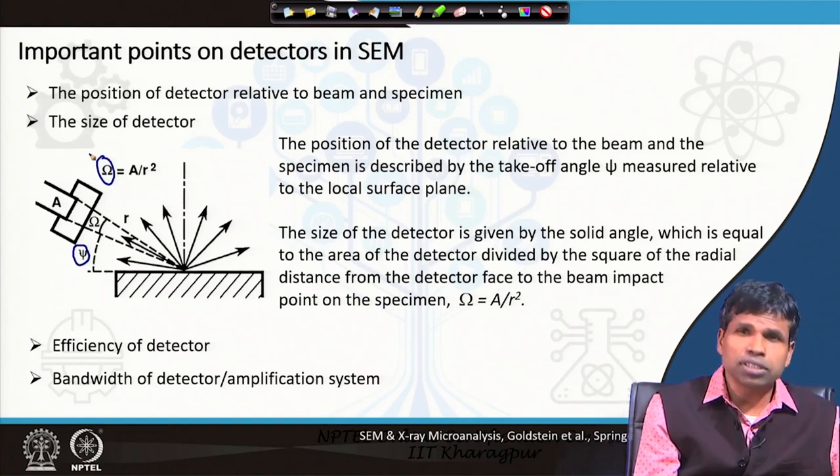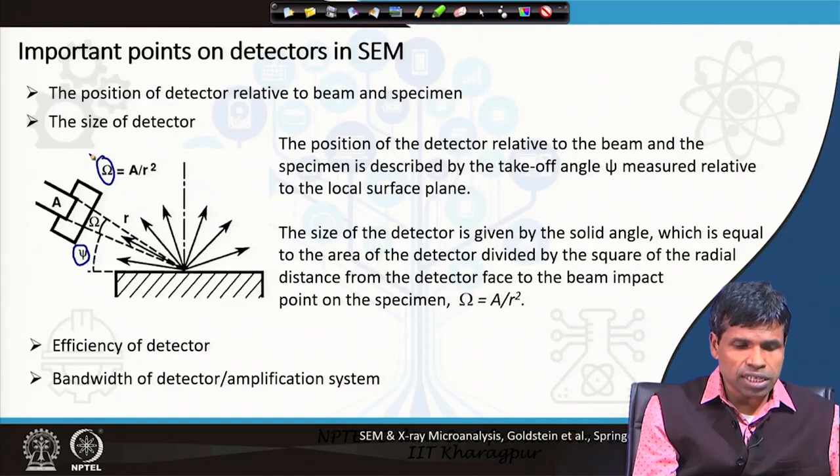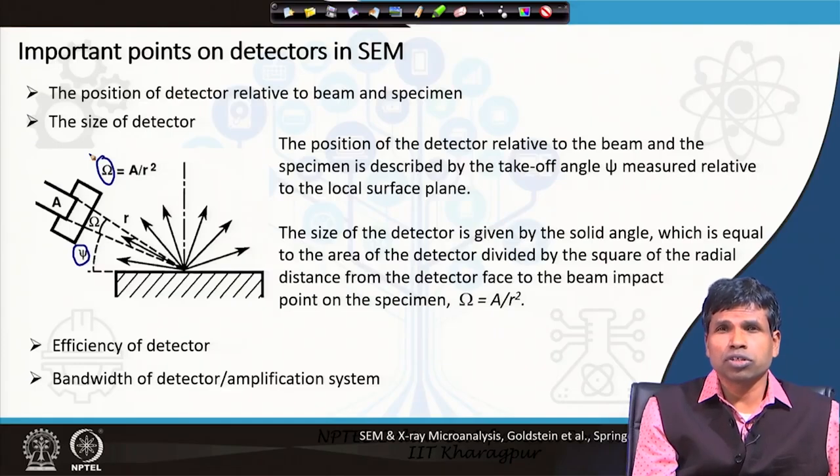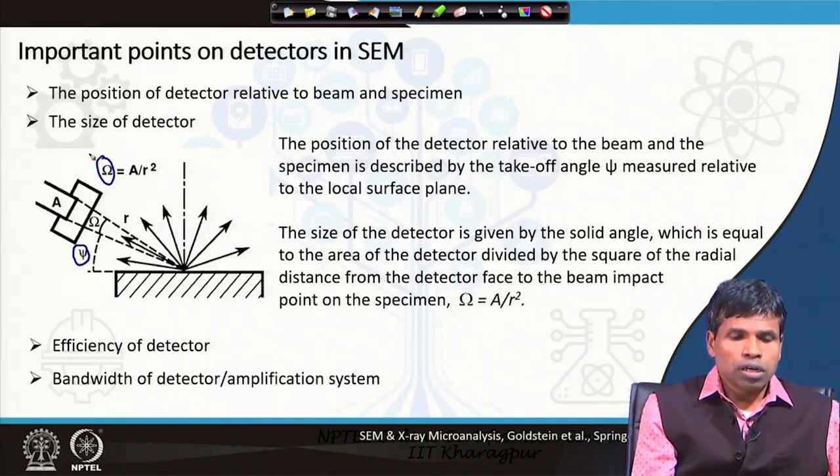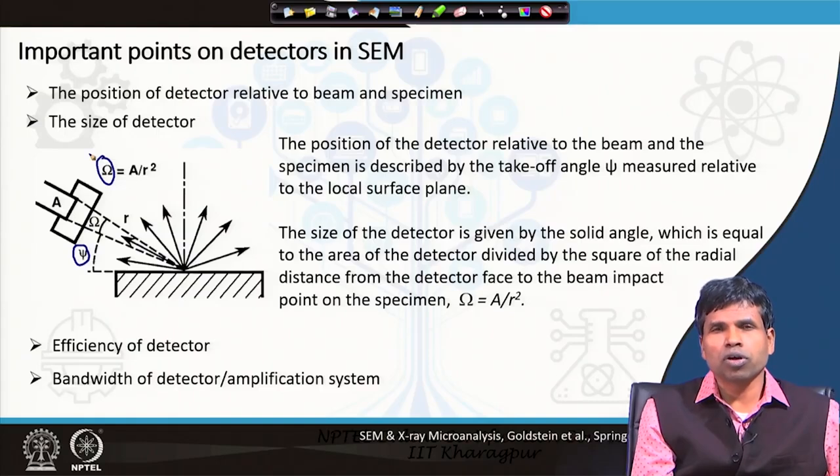Then the third point is the efficiency of the detector. How efficient is the detector in converting the secondary electrons and backscattered electrons which strike the detector into signal? A more efficient detector would be able to convert signal more efficiently. That means whatever secondary electron strikes its surface, it will be able to convert it to signal if the detector is more efficient.